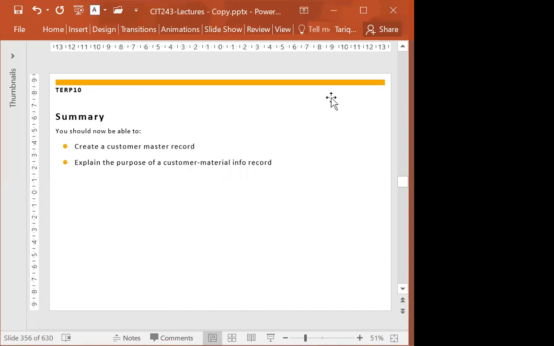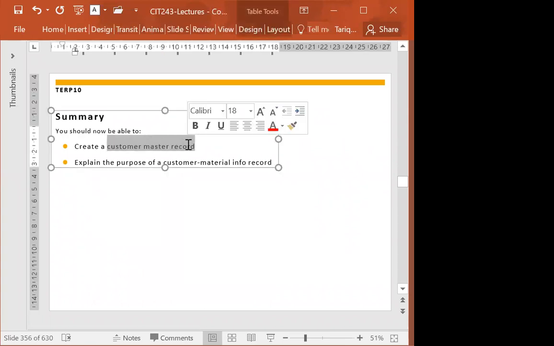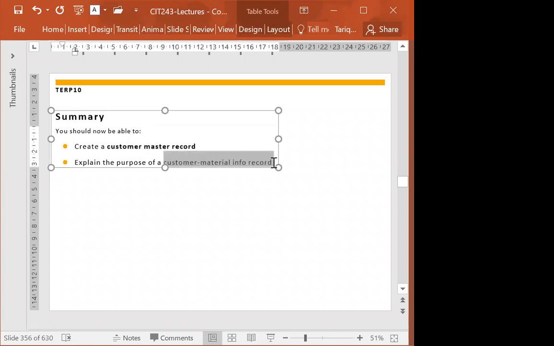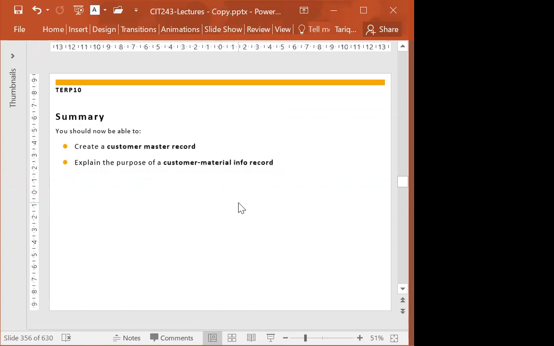Yeah, so write it down: what two master data did we just discuss? The one was, and the second was. So we just talked about customer master data and customer material info record. These are the two master data that we talked about: customer master data and customer material info record.